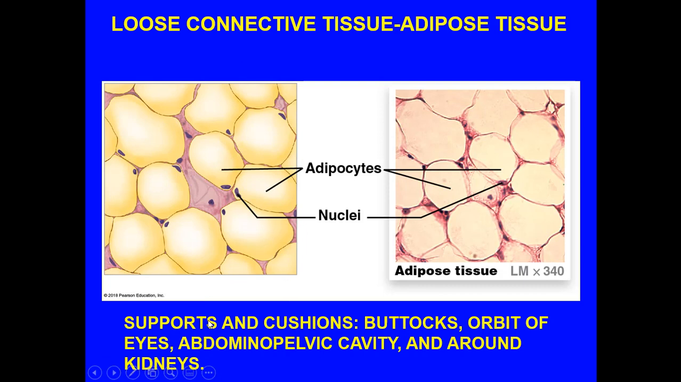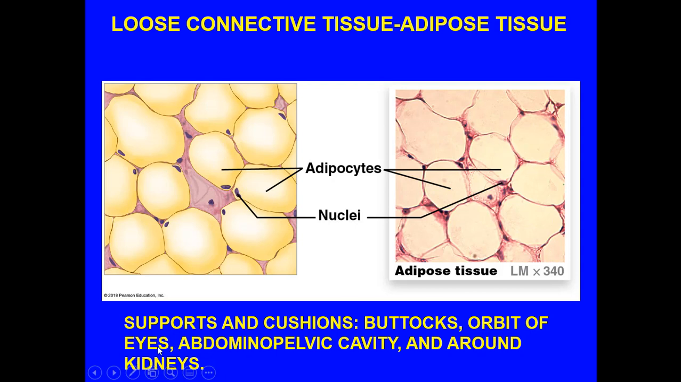Adipose tissue, as I've said, supports and cushions. So therefore, you're going to find it in the buttocks, the orbit of the eyes, the abdominal pelvic cavity, and around the kidneys. Here are the adipocytes as a whole cell. Yet what you find when you look at this under a microscope, notice all that empty space there. That's because all of the lipid, the triglycerides, were washed out during the staining period. And so what you see are basically cell membranes and the nucleus.